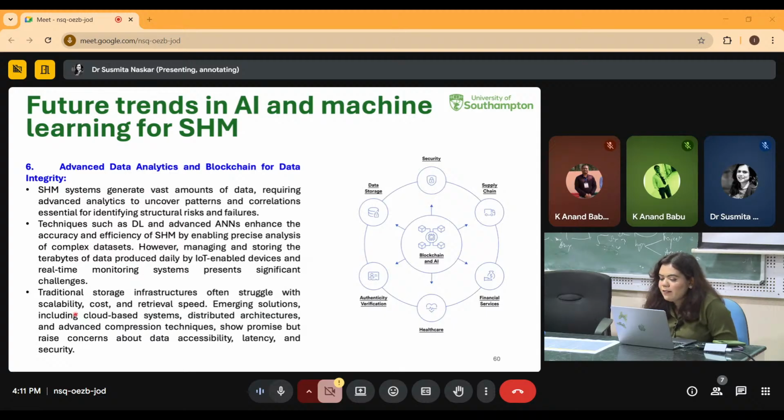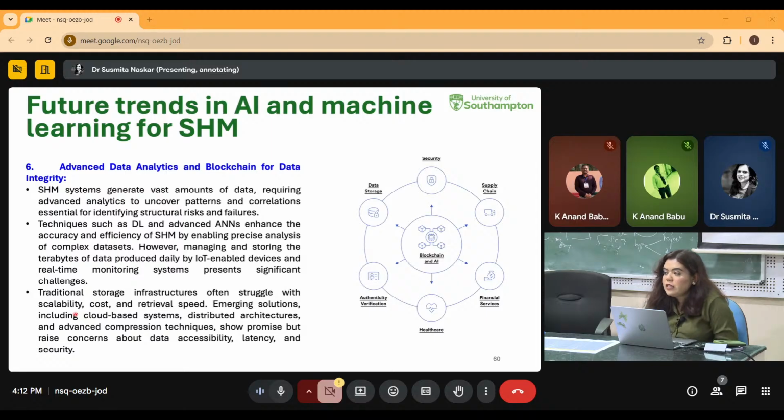So when we talk about advanced data analytics and blockchain for data integrity: structural health monitoring systems generate a massive amount of data when we think about IoT-enabled sensors. Advanced analytics, including deep learning, artificial neural networks, as well as GAN, are crucial to uncover hidden patterns or correlations, the early indicators of structural risks or failure. Managing and storing the terabytes of data produced daily is challenging for scalability and cost, and it requires speed, and traditional storage systems often struggle to keep up.